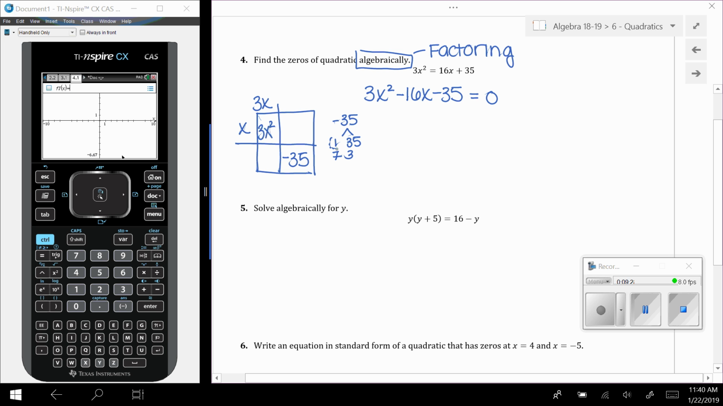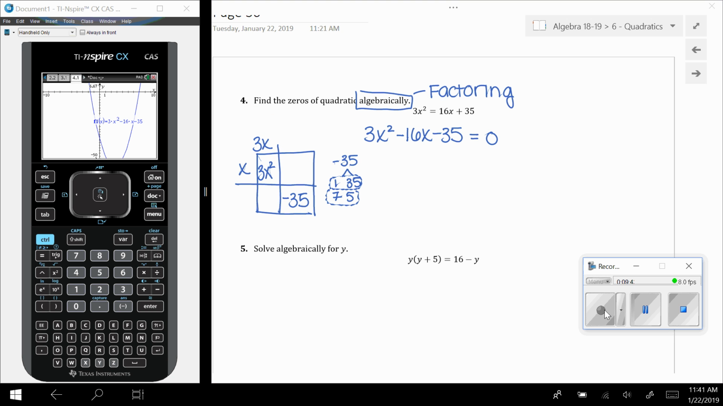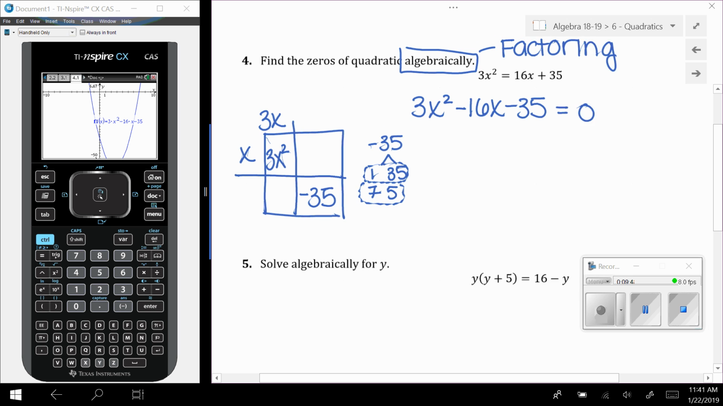So I've got my options for 35. It's either 1 and 35 or 7 and 5. Why don't you figure out where you're going to put 7 and 5. I said 7 and 3, oopsies, 7 and 5. So you decide who you're going to put where. Okay, so hopefully you thought this through on your own. You have a couple of options here.